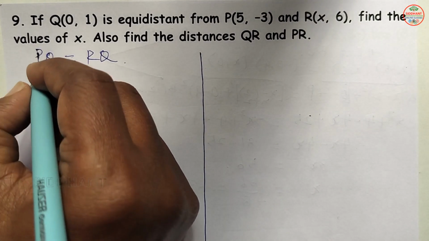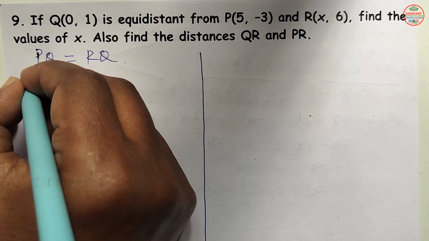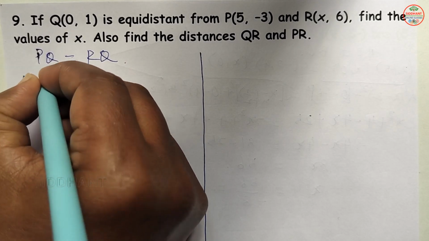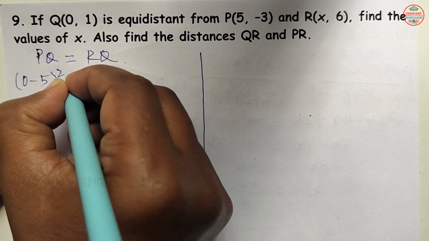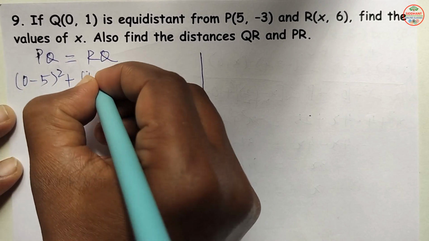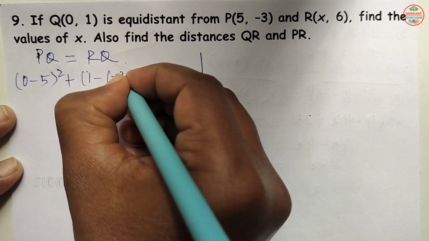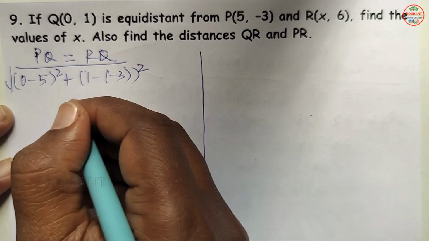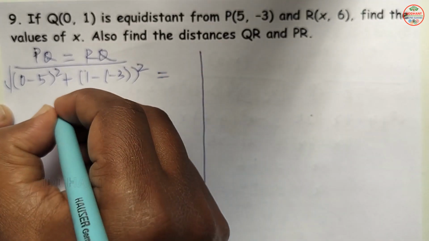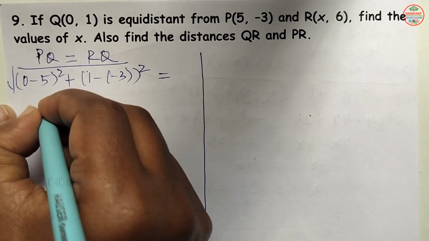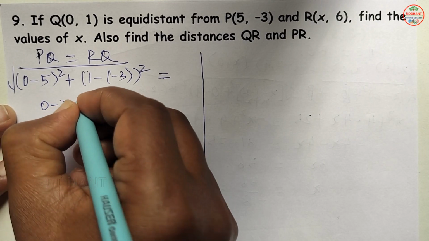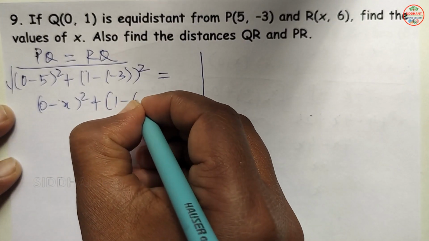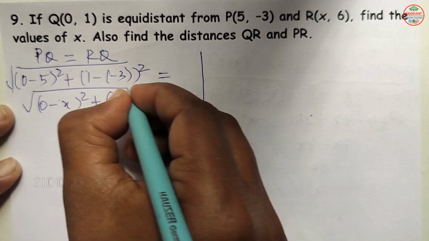So distance formula, x2 minus x1. PQ will be the square root of (0 minus 5) whole square plus (1 minus -3) whole square. So that equals the square root of (0 minus x) whole square plus (1 minus 6) whole square.